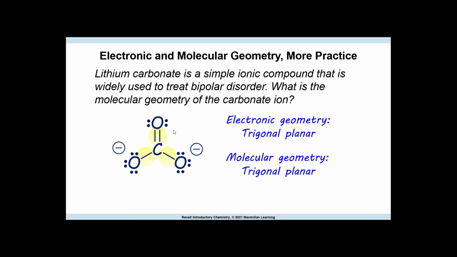Lithium carbonate is a simple ionic compound that is widely used to treat bipolar disorder. What is the molecular geometry of the carbonate ion? Although this question does not explicitly ask for a Lewis structure, it is essential for solving the problem. The Lewis structure for the carbonate ion is shown here. Based on this structure, we can see that the central carbon atom has 3 electron sets around it, and therefore a trigonal planar electronic geometry. Since all these electron sets are bonded to atoms, the molecular geometry is trigonal planar. And again, it's because there are no lone pairs on the central atom.